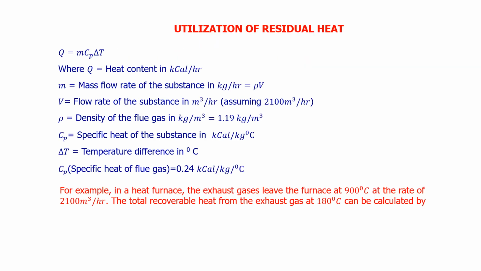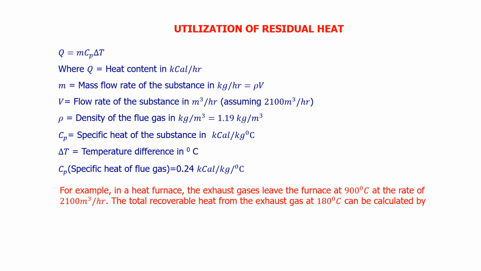Thermodynamically, how can we say the heat can be recovered? This is a known formula according to the first law of thermodynamics, which everyone knows: Q equals m Cp delta T. Cp is the specific heat at constant pressure, and Q, capital Q, is the heat. Mass flow rate is small m. The flow rate of the substance is in cubic meter per hour or cubic meter per second, which we can convert. Rho is the density in kilogram per cubic meter; for flue gases it is 1.19. The specific heat Cp for hot flue gases is 0.24.